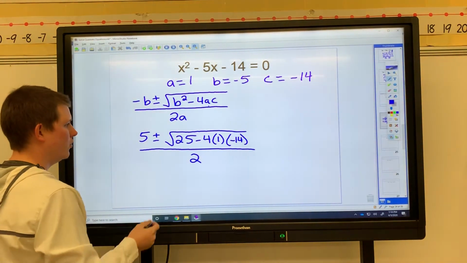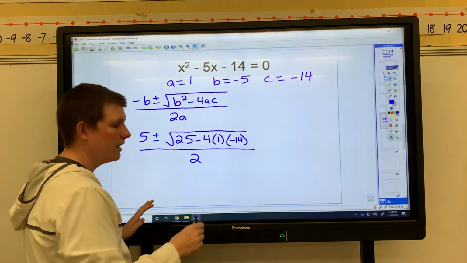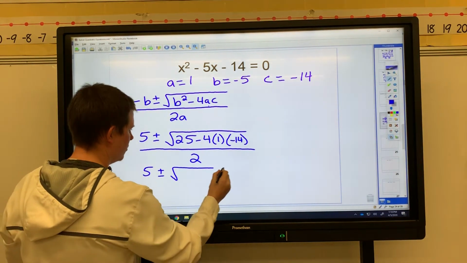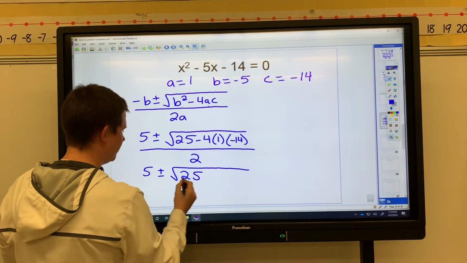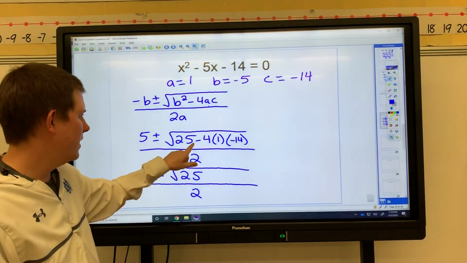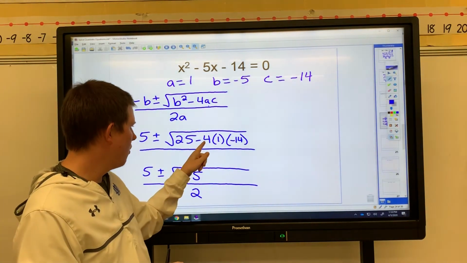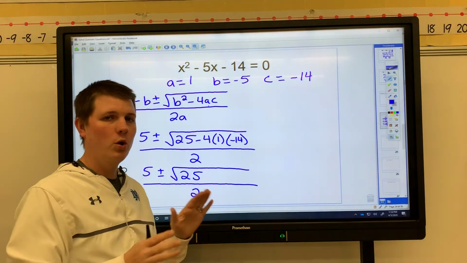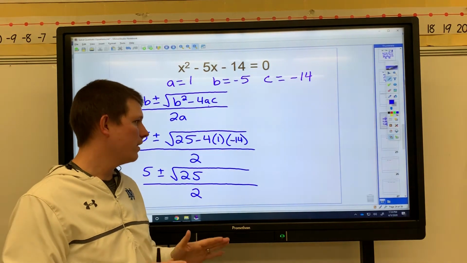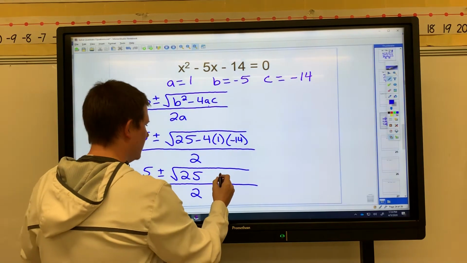The first thing we're going to do is multiply these three numbers together. Everything else I'm going to leave where it's at. You multiply these three numbers. So 5 plus or minus the square root of 25 all over 2. Now, my advice to you is don't worry about the negatives. Take your calculator and do 4 times 1 times 14. Just multiply the numbers together. Do not worry about the negatives. Okay? 4 times 1 times 14 is 56.